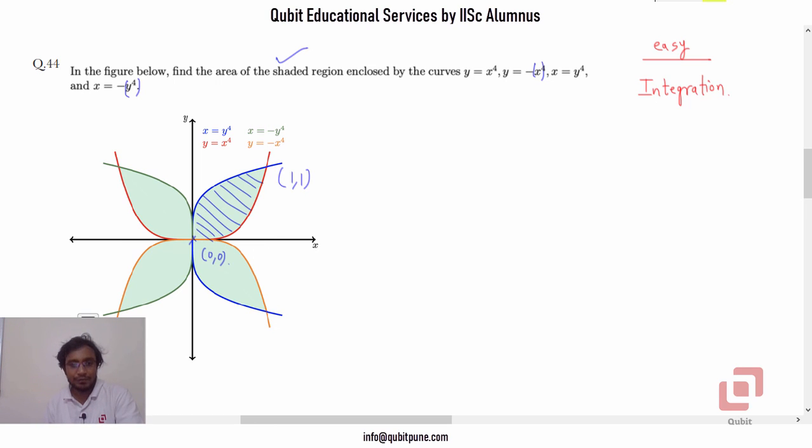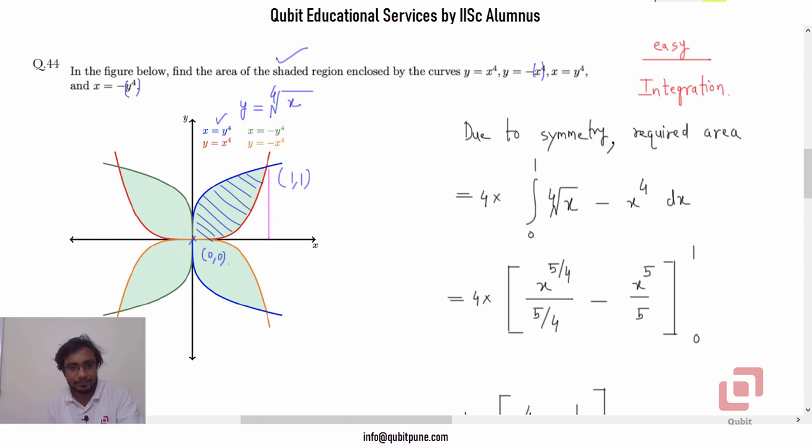Okay, first of all, let's look at the required area. Okay, required area, as in the required area in the first quadrant, it will be the area under the blue curve. Okay, what is the blue curve? x equal to y raised to 4, or y equal to 4th root of x minus, okay, so that's this one, this blue area, minus the area under the red curve.